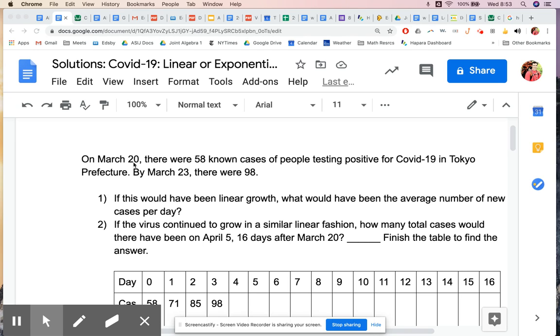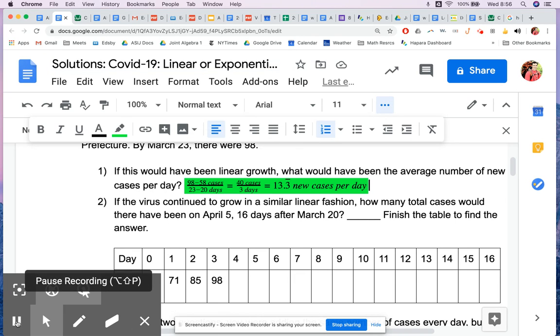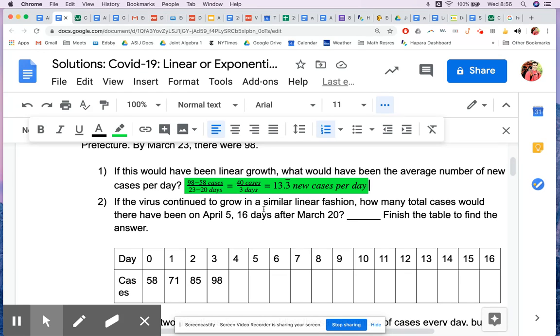How do I find what the average number of new cases per day would be? Well, I take the 40 cases, divide them by the 3 days, and I'm going to get 13 and a third cases per day. If the virus continued to grow in a similar linear fashion, how many total cases would there have been on April 5th, which is 16 days after March the 20th?